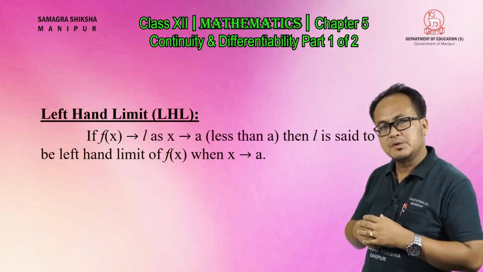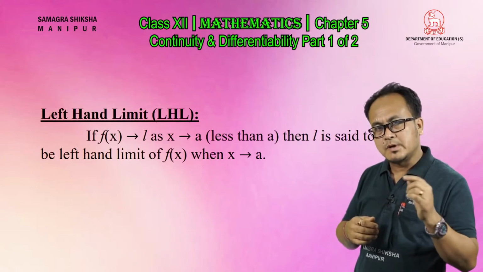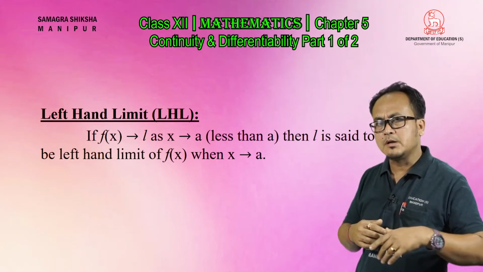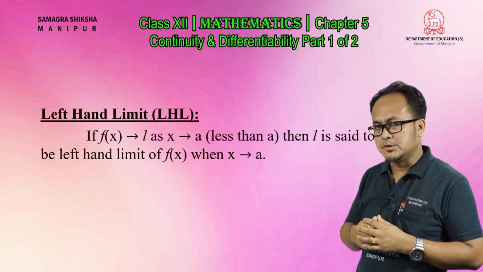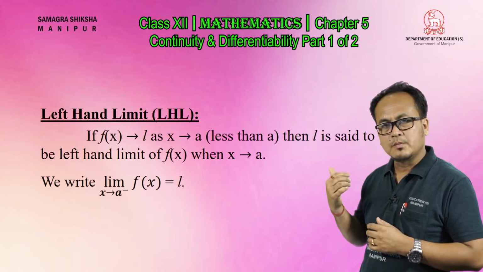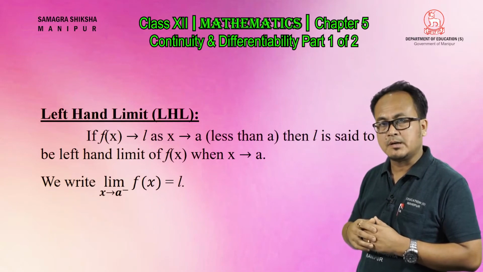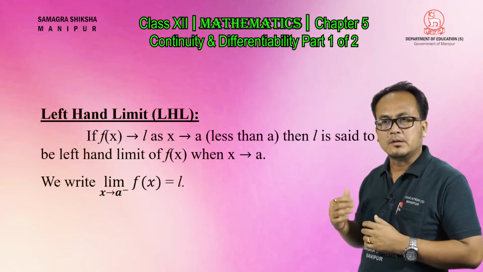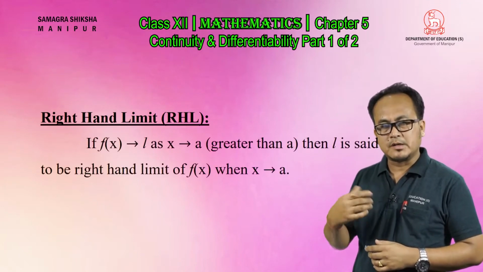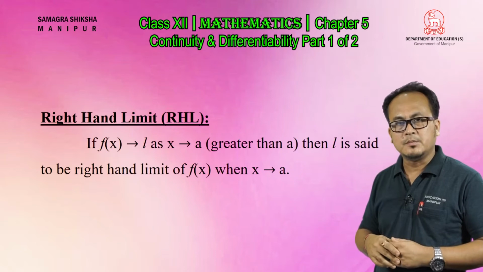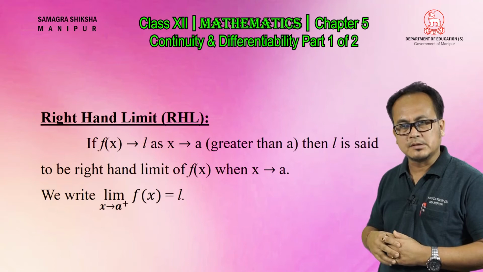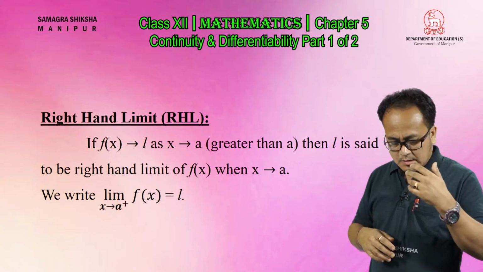The definition is: as x tends to a, we approach from below a, picking values from the left. This is a left hand limit. Symbolically we write limiting value of f(x) when x tends to a minus equals l, the left hand limit at a. Similarly, right hand limit: x tends to a from greater values of a. Notation: limiting value of f(x) when x tends to a plus equals l.